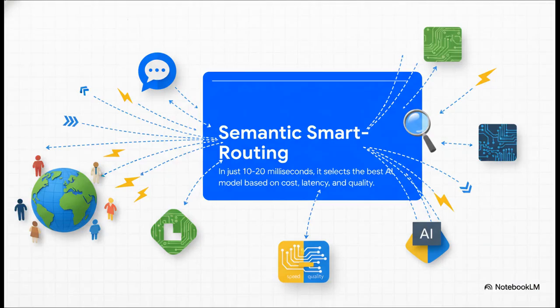So what in the world is semantic smart-routing? Okay, think of it like a master translator at the UN. When a request comes in, it doesn't just pass it on. In a fraction of a second, we're talking 10 to 20 milliseconds, literally faster than you can blink, it analyzes the meaning of the request and instantly picks the absolute best AI model for that specific job, perfectly balancing cost, speed, and quality. It's just unbelievably fast and smart.